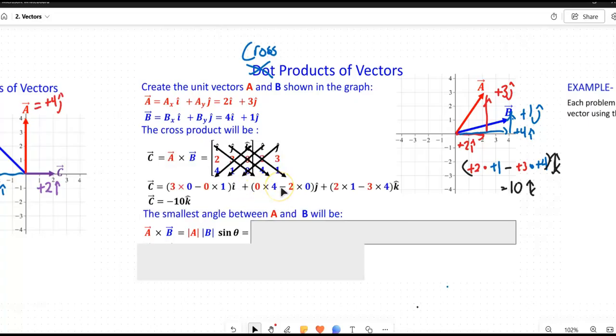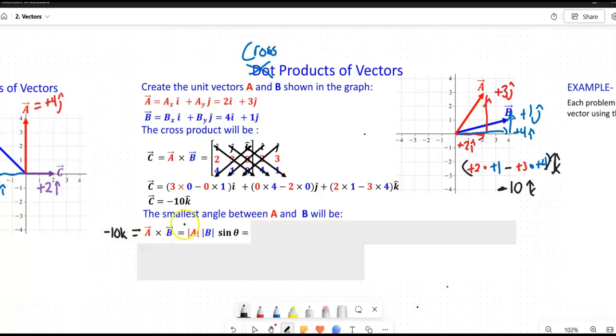Oh my goodness. I'm right. I was guessing. I was right. I really was guessing. I put this slide together a long time ago. So I was right. It works. All right, so now we know that C vector is pointing in the k direction, and that is going to be negative 10k.